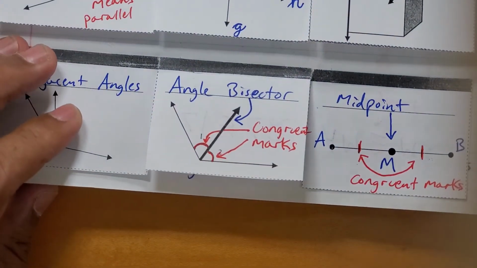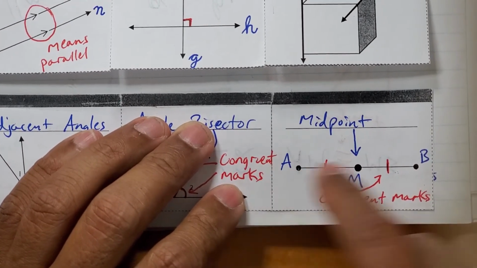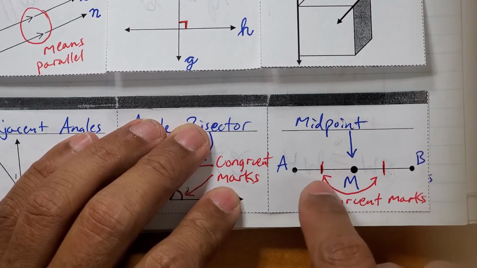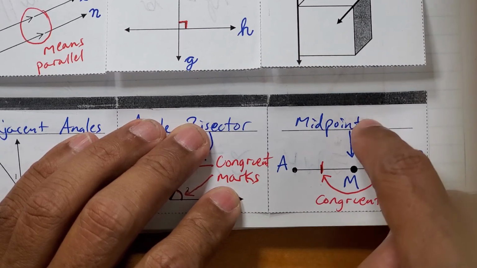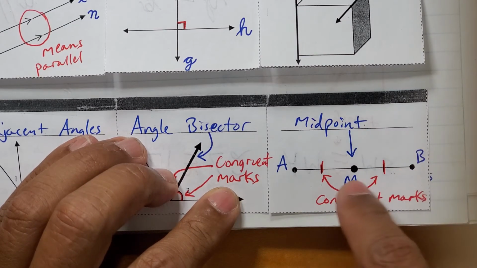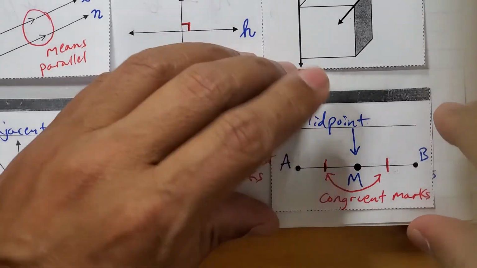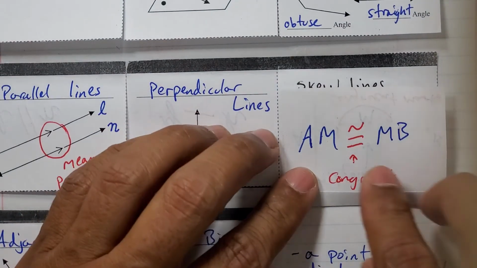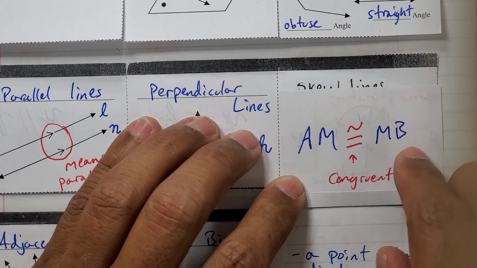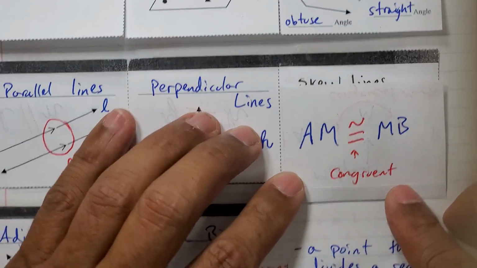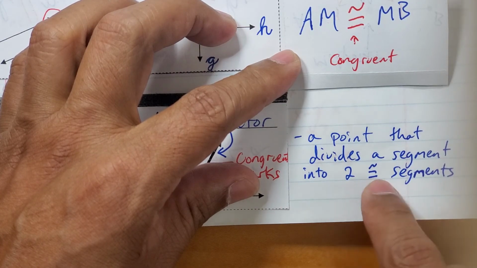Okay, the last term is midpoint. Notice we have segment, I added A and B, and this is point M. And these markings here mean that this point is in the middle of segment AB. So that's why it's called the midpoint. And what the midpoint does is it creates two congruent segments. So that means AM is equal to MB. We say that by saying here the following: segment AM is congruent to segment MB. And this symbol means congruent. So the definition of a midpoint is a point that divides a segment into two congruent segments.